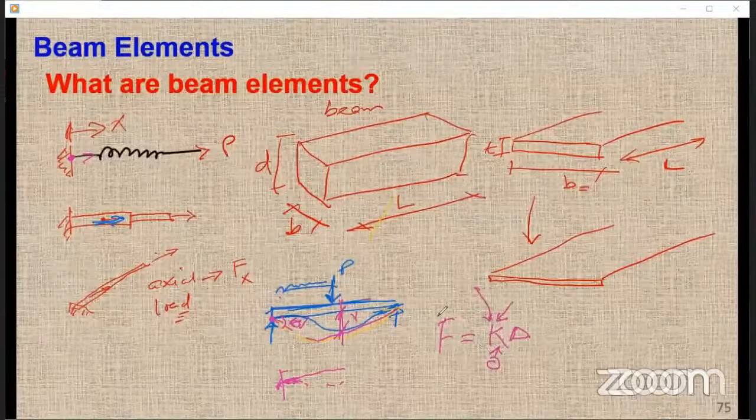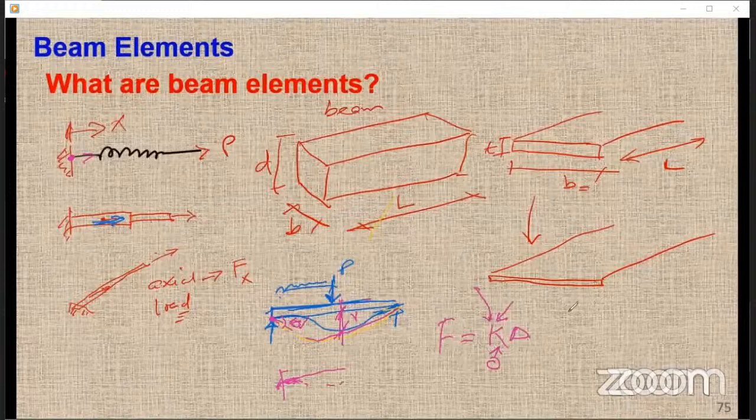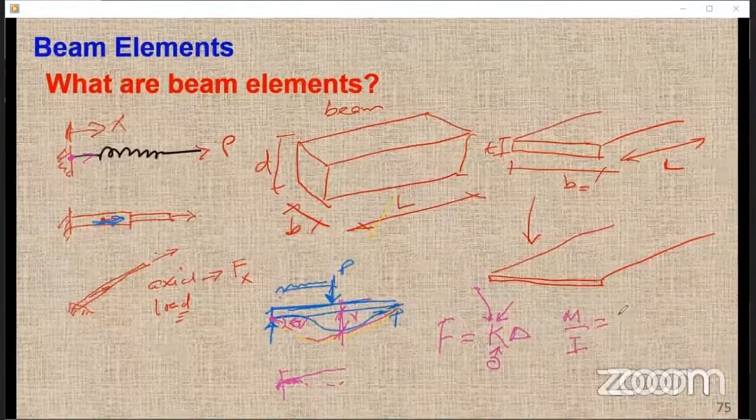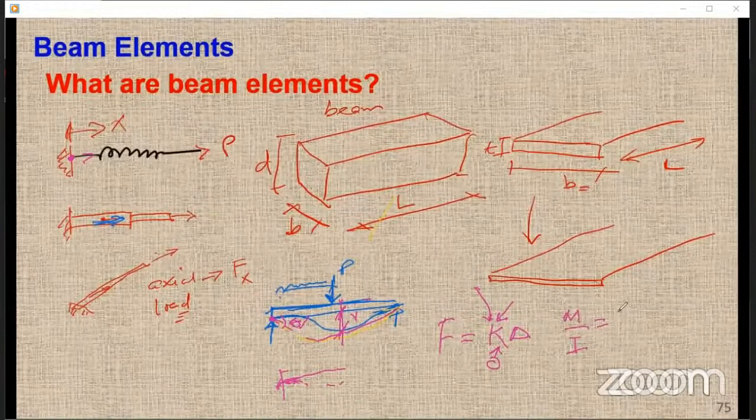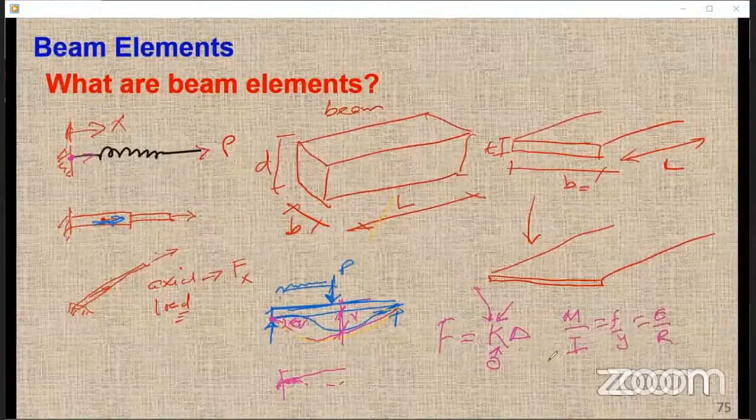What I want us to know today is a few assumptions that are made for this derivation from elementary beam theory, the theory of simple bending. This is when you derive this equation. It should be in strength of materials, or mechanics of materials, or structures, whatever the course might have been called for different people. M over I is equal to F over y is equal to E over R. This is what you call the equation of simple bending from the beam theory.